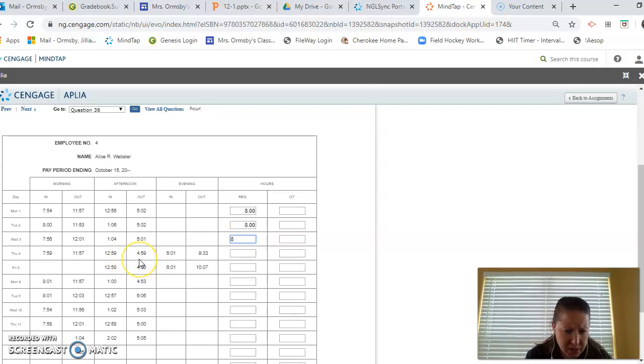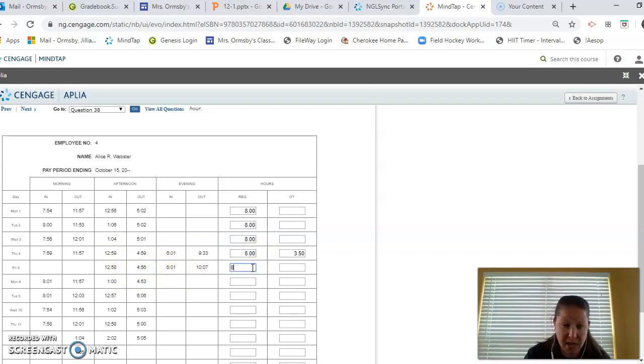Now on this day, on Thursday, it appears that they worked some overtime. So it's 8 to 12 plus 1 to 5. So that is 8 regular hours. If you work regular hours, it's typically 8 in a day. And then here you can say they did some overtime hours. Anything above 8 for this company is overtime. So 6 to 9:30 is going to be 3.5 overtime hours.